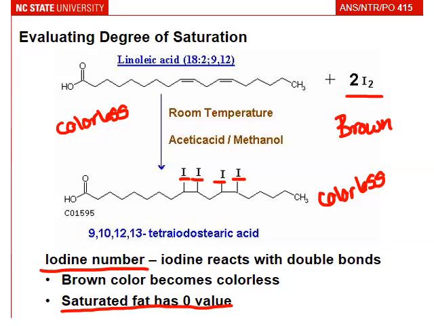And then the greater the amount of unsaturated bonds that it has, the greater the iodine number. So our linolenic acid is going to have a higher number. I believe the iodine number is around 170.